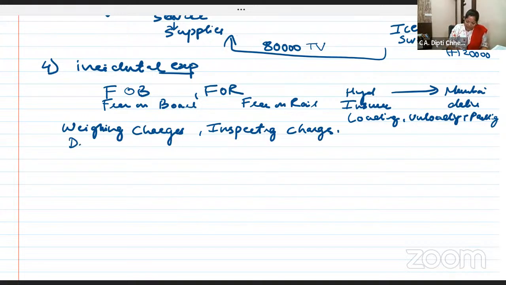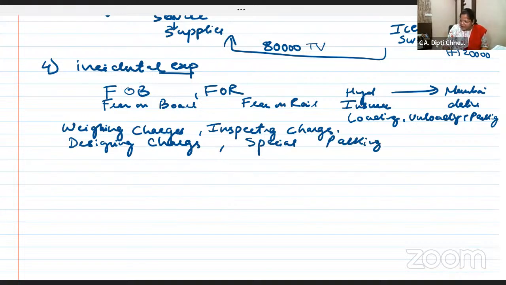Sometimes specially for you, we have done some designing charges, some special packing. Now I go to a stationery shop and buy 20 Parker pens to give to all the teachers. And I ask the stationery seller to put them in a netted bag with ribbon and all. Will this extra packing charge be added as incidental?